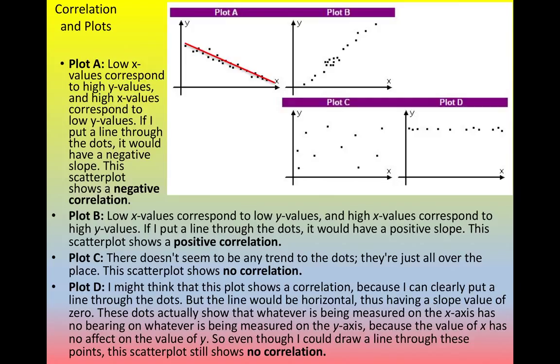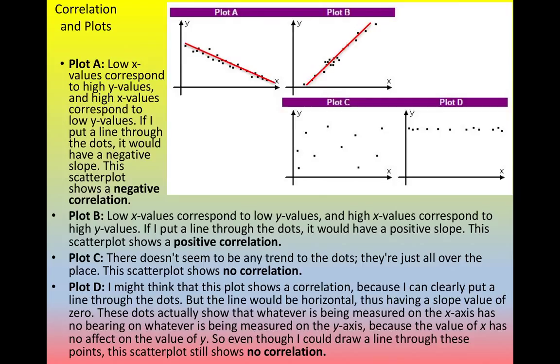By the way, the method for finding a line of best fit through the points of the scatter plot is called linear regression. We won't use linear regression in this class, but you should know the name. Plot B shows the opposite trend. As the X values increase, so do the Y values. They tend to increase together. A trend line through these points has a positive slope.